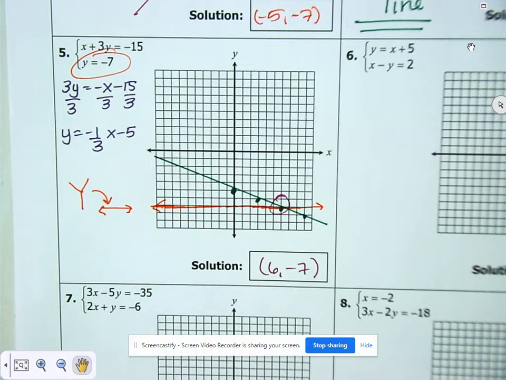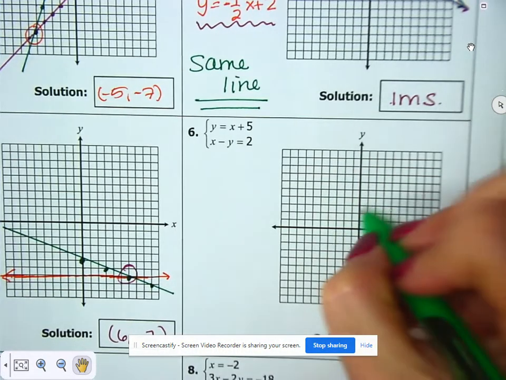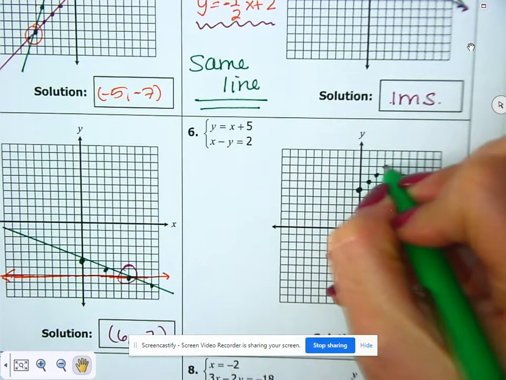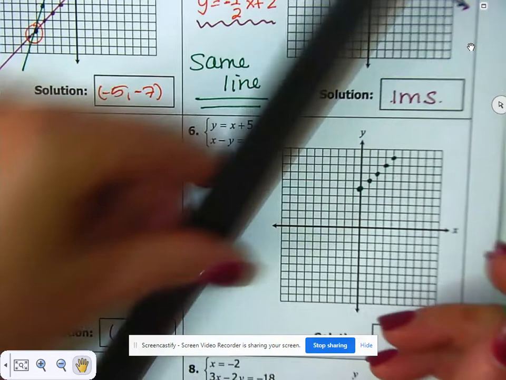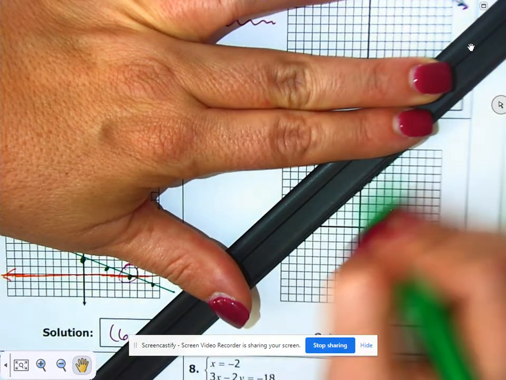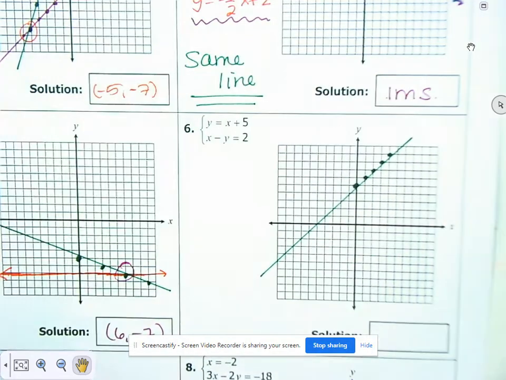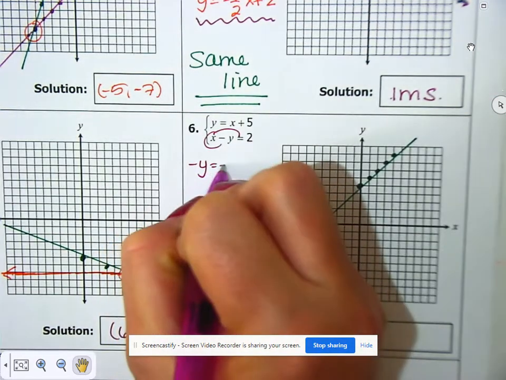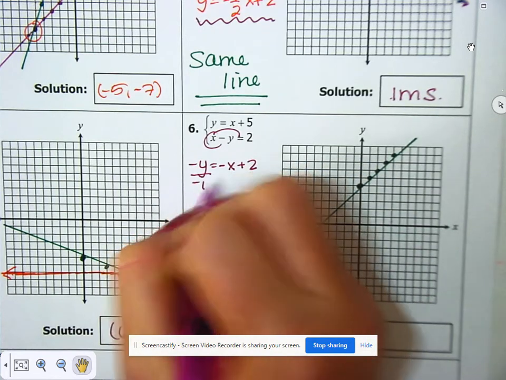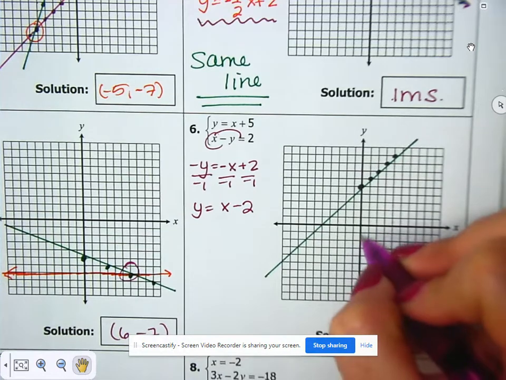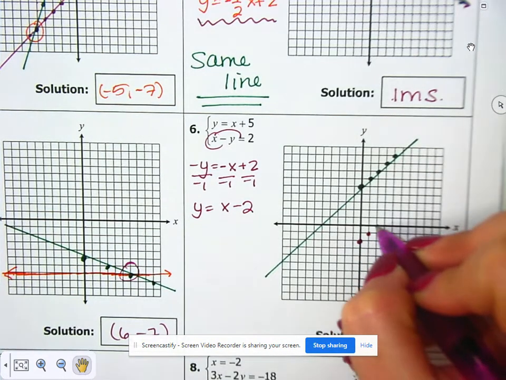Okay? All right, so if I graph the top one, I'm going to start at 5, and I'm going to go up 1 and over 1. Okay? So there we are. Try to keep that as in line as I can. All right. Then if I rewrite the bottom one, that x moves. Okay, so I'm going to go down 2 and then again up 1 and over 1.